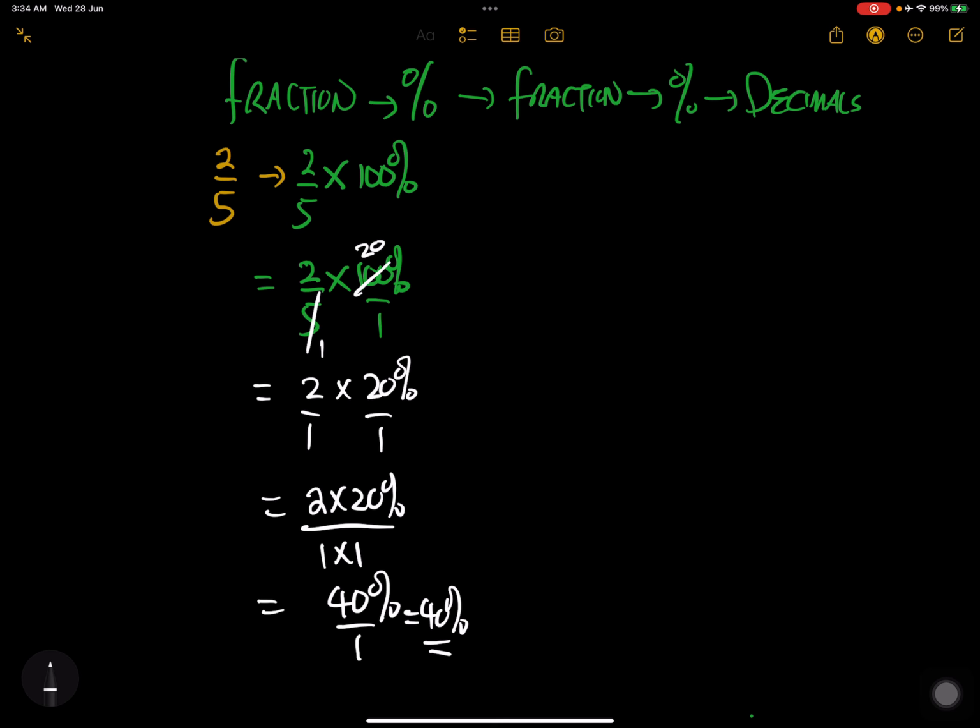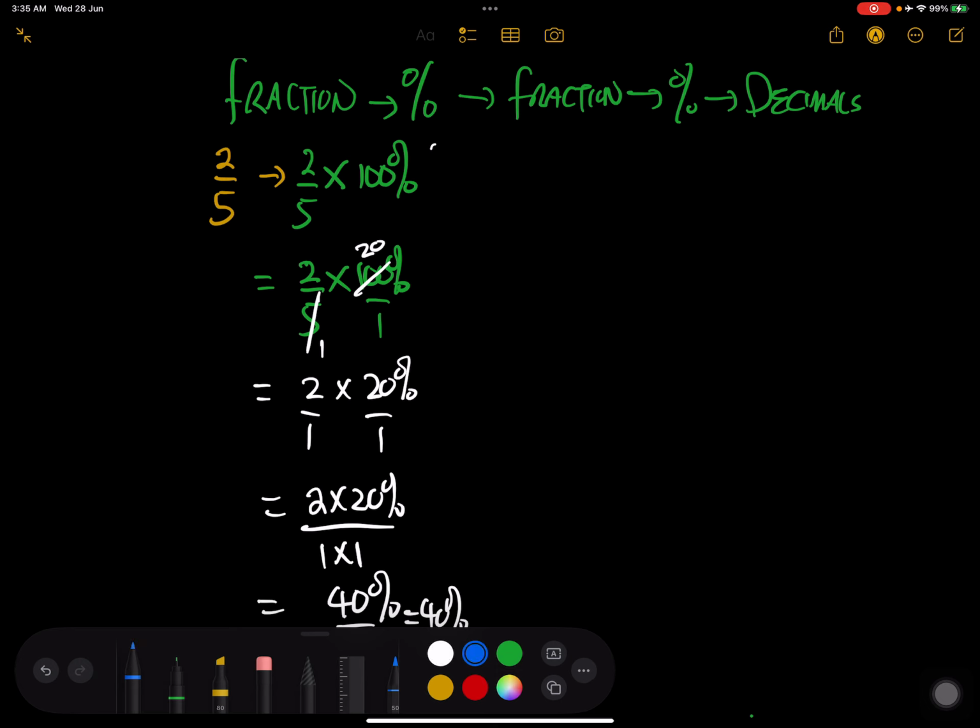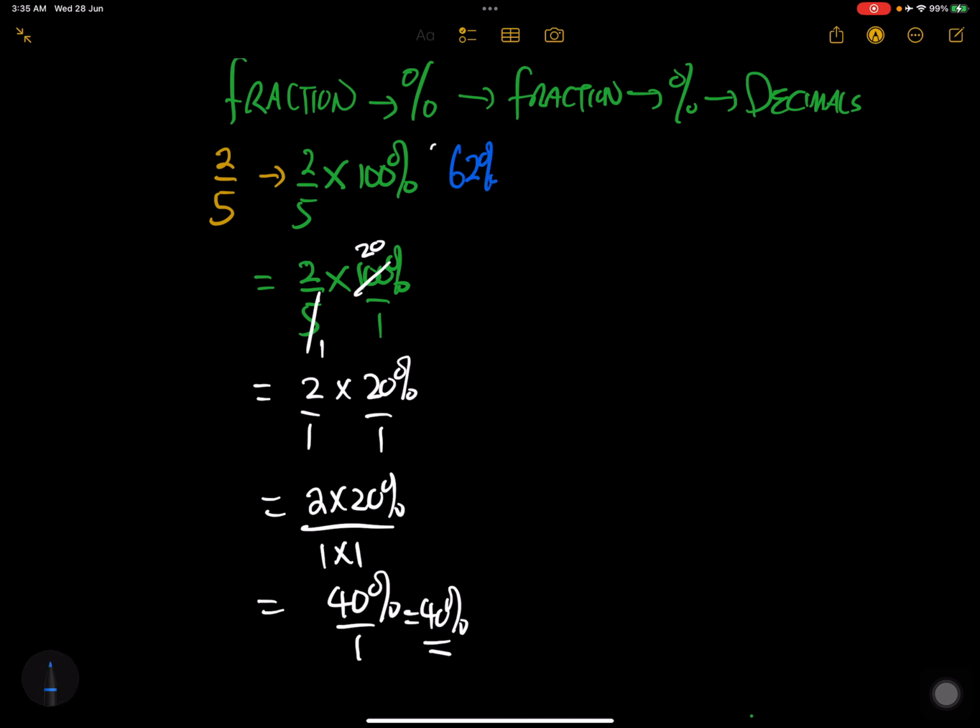Now we're also going to look at how, if you have a percentage, you are going to change that percentage into a fraction. So let's imagine that we have 62%, and we have to convert it into a fraction.